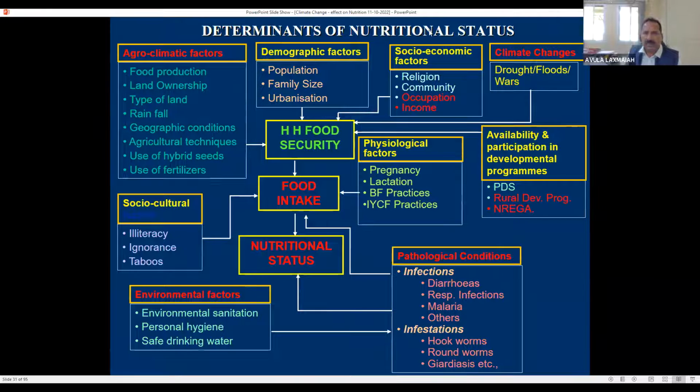We have come to a very conclusive finding that one of the important parameters is climate change and agroclimatic changes. Other pathological conditions will also change because of temperature and climate changes. Diarrheal infection, malaria, and many zoonotic diseases are also affected. Ultimately, the nutrition status will be affected because of food production, land ownership, type of land, and rainfall. Maybe Dr. Prema Ramachandran Madam may explain all this further under food security, but these are the crucial things that will affect it.